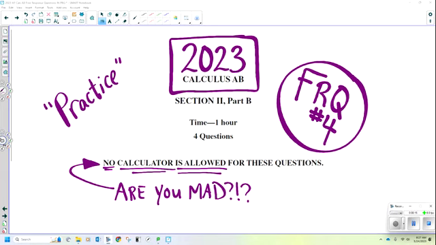The 2023 AP Calc AB exam, free response question number 4, and we don't get a calculator. Are you mad? You're crazy. No, it's okay, because the math, when we don't get a calculator, is very doable as long as you're good with your algebra. Brush up on those algebra skills and plug your nose because we're about to jump in. Let's start free response question number 4.